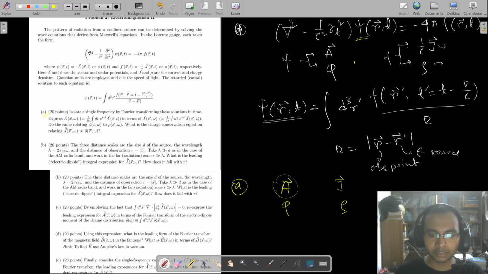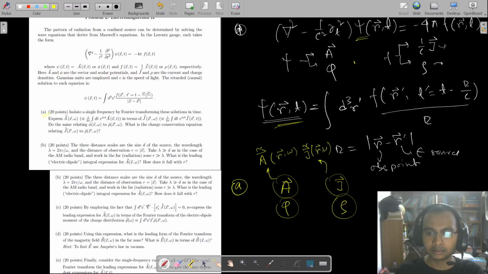We have to take Fourier decompositions of these four things, and we know that A and j are related using this equation. So what we have to do is relate the Fourier counterpart of A, denoted by this, to the Fourier counterpart of j, denoted by this. We have to relate these two things. And similarly for phi and rho.